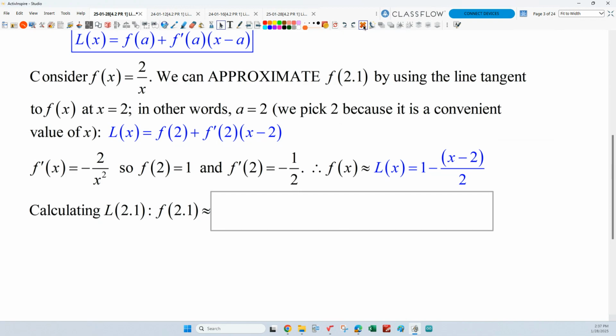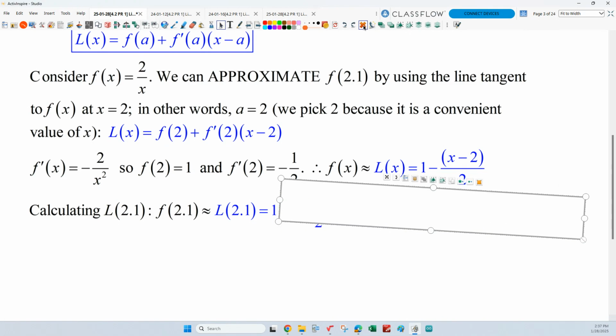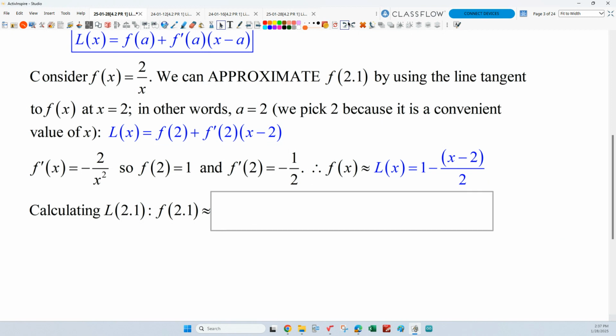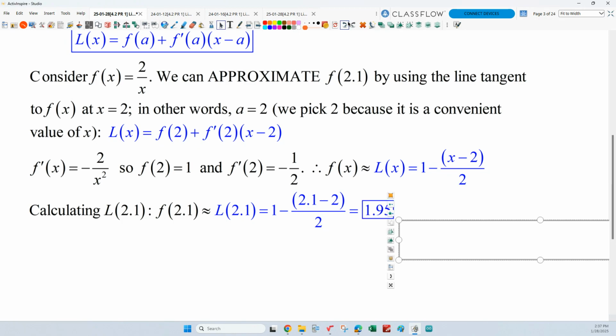So then we could estimate what f of 2.1 is by just calculating L of 2.1. Okay, what's that going to give us? Well, L of 2.1 is going to be what then? There's L of x. 1 minus 2.1 minus 2 over 2, right? Which is just 1 minus 0.1 over 2, which is what? 1.95, right?